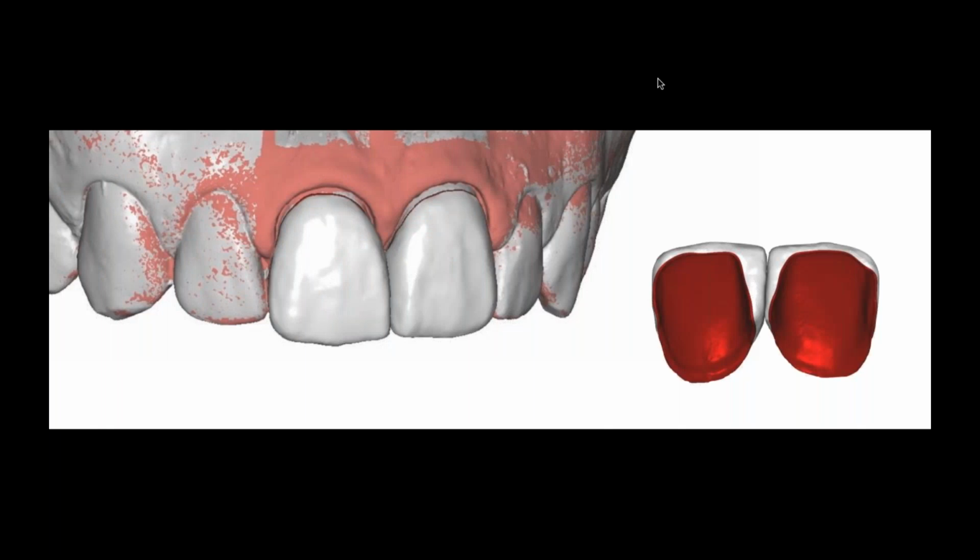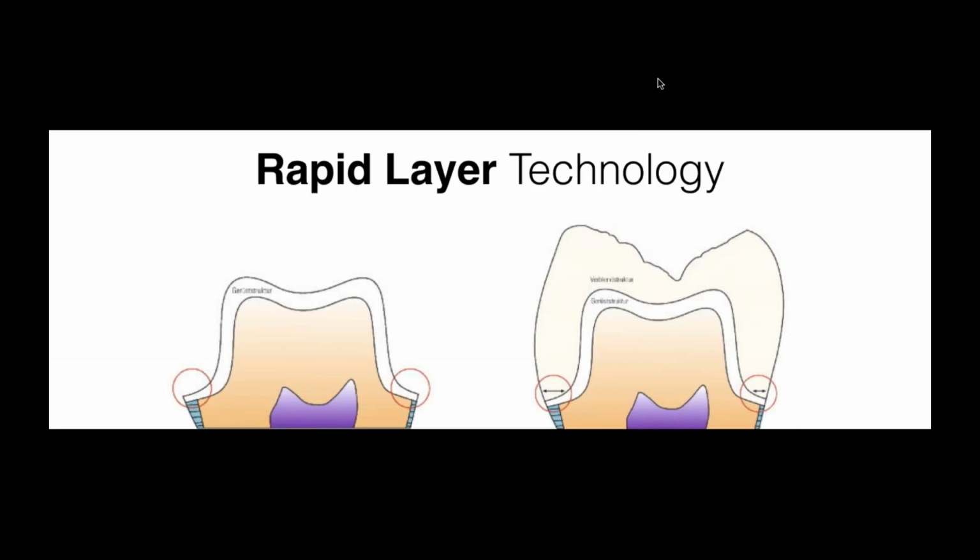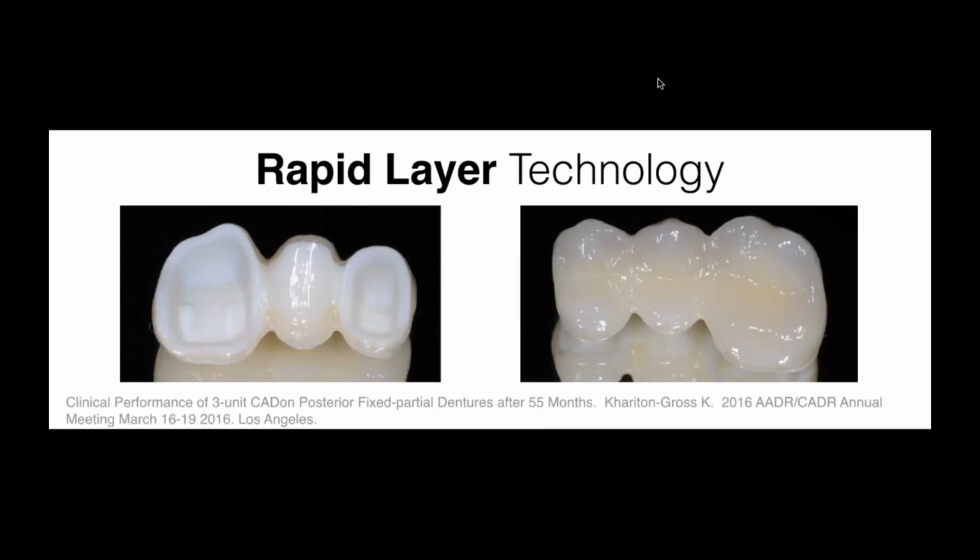So here, I like to use feldspathic ceramics. As I said, it's my material of choice for veneers, okay? But when I have a difference on the shape of the preparation and the shade of the preparation, sometimes I need a more opaque material, like in this case, an opaque zirconia material, to block out that discolored tooth, and that's what is called the rapid layer technology.